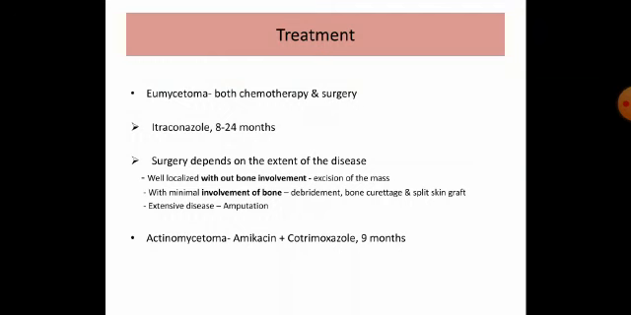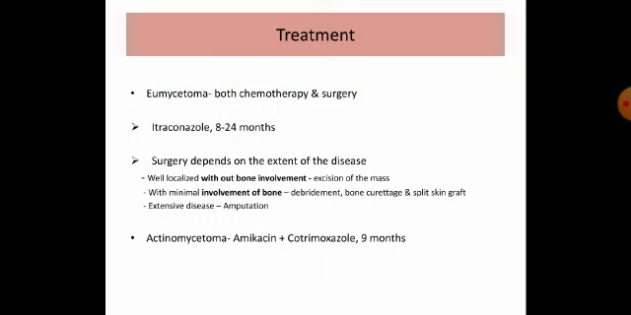Surgery, again, depends on the extent of the disease. If there is no bone involvement, you can just excise the mass. If there is a minimum bone involvement, you can just do a debridement or a bone curettage, followed by a split skin grafting. If it is too extensive, then we go in for amputation.